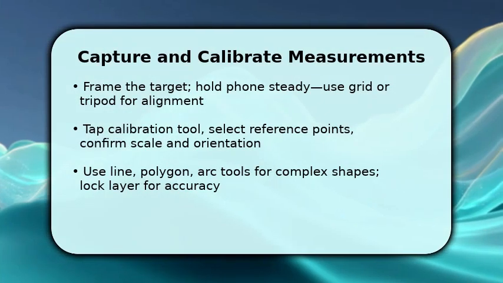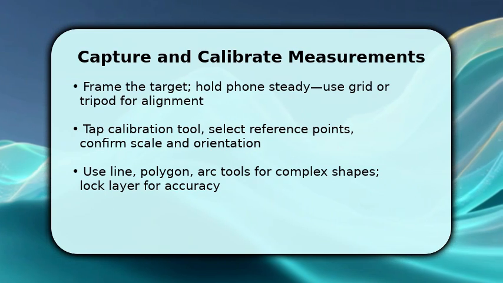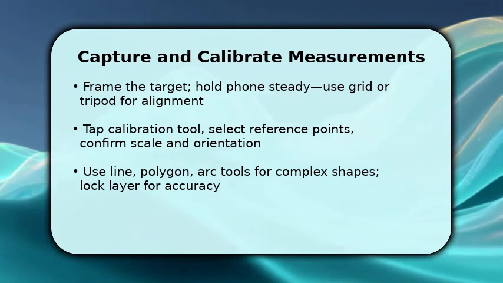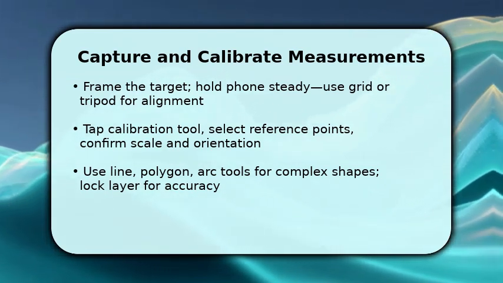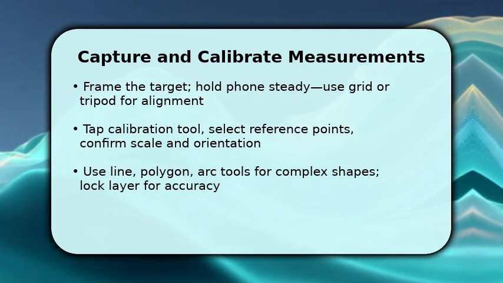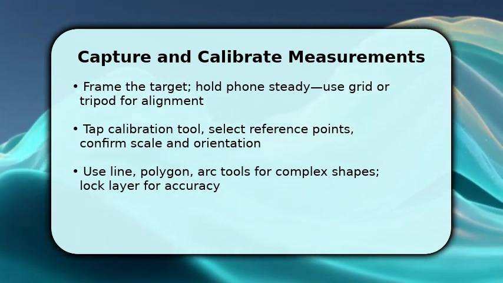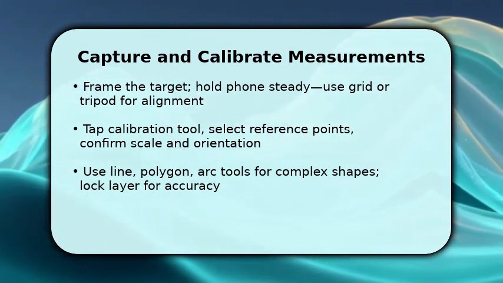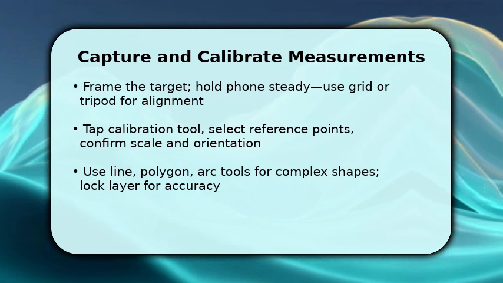With the scene framed, keep the phone steady. Use a tripod or grid overlay to maintain alignment. Then tap the calibration tool and mark the reference points on the reference object you set earlier. Confirm the scale and orientation so the app maps pixels to real units.